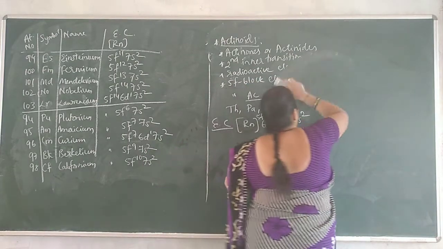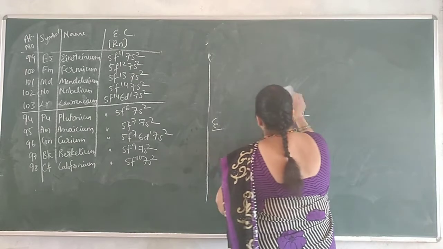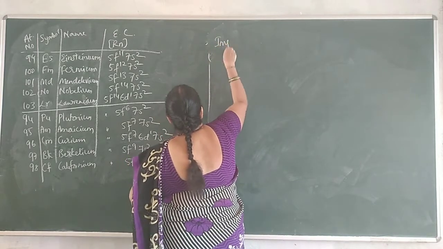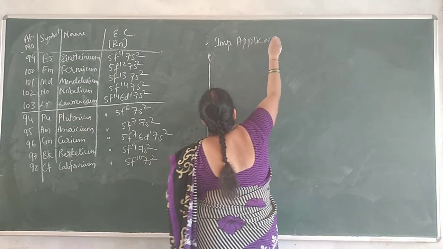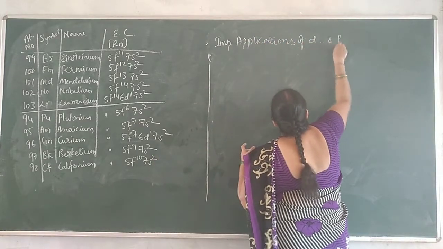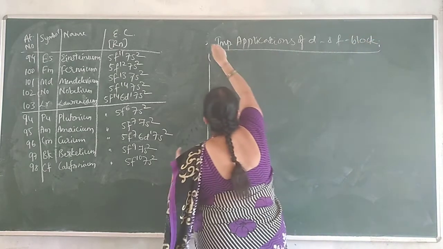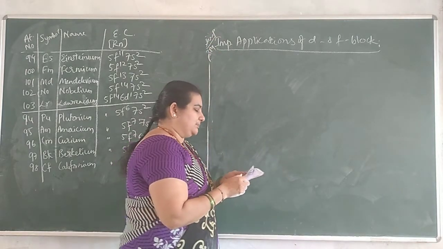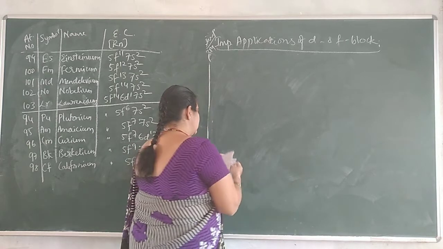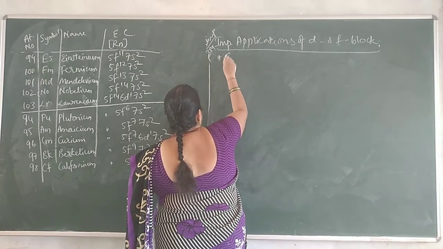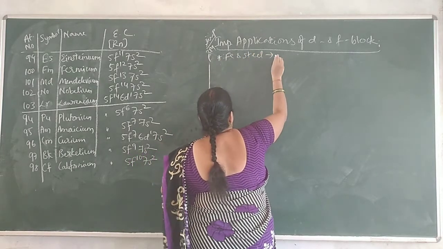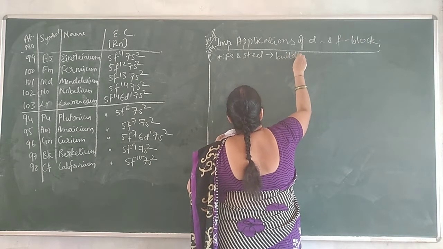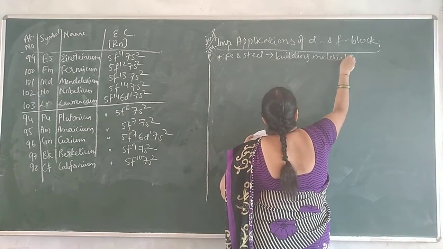Now, the last part of the d block elements topic: important applications of d and f block elements. I am going to give you a list of the applications. First application: iron and steel are important building materials and products.